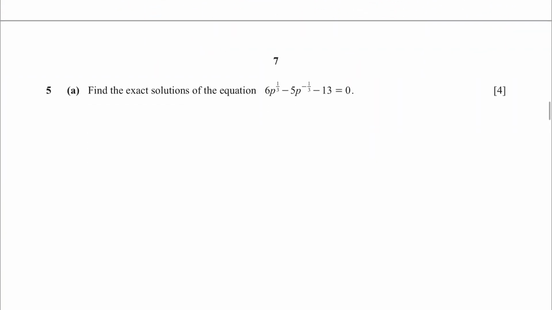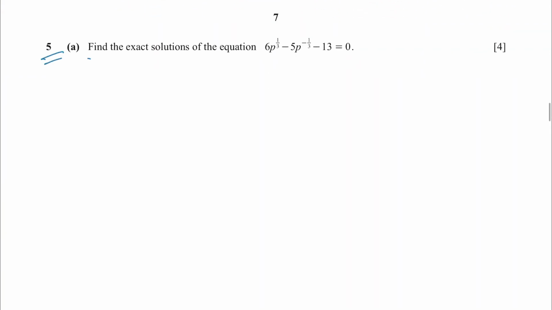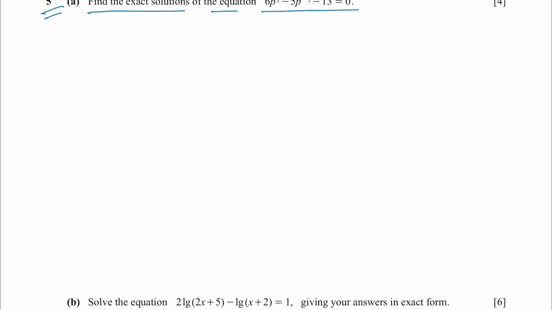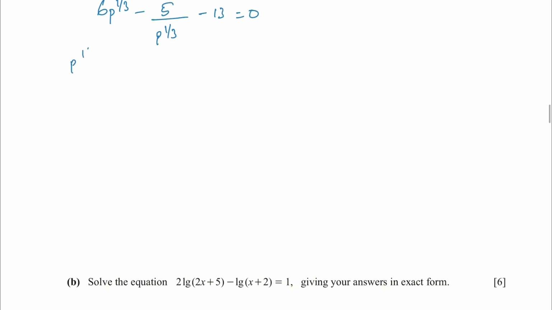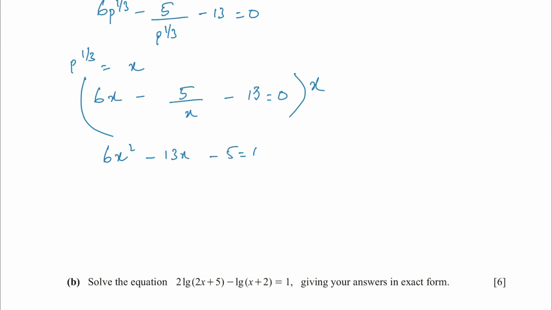Now moving on, we have our question 5, where it asks to find the exact solution of the equation. So let's just simplify it a little bit. This would look like 6p^(1/3) - 5p^(-1/3) - 13 = 0. What we can do is substitute p^(1/3) as x. So this would look like 6x - 5/x - 13 = 0. What we can do is multiply the whole equation by x. So this would be 6x squared - 13x - 5 = 0.